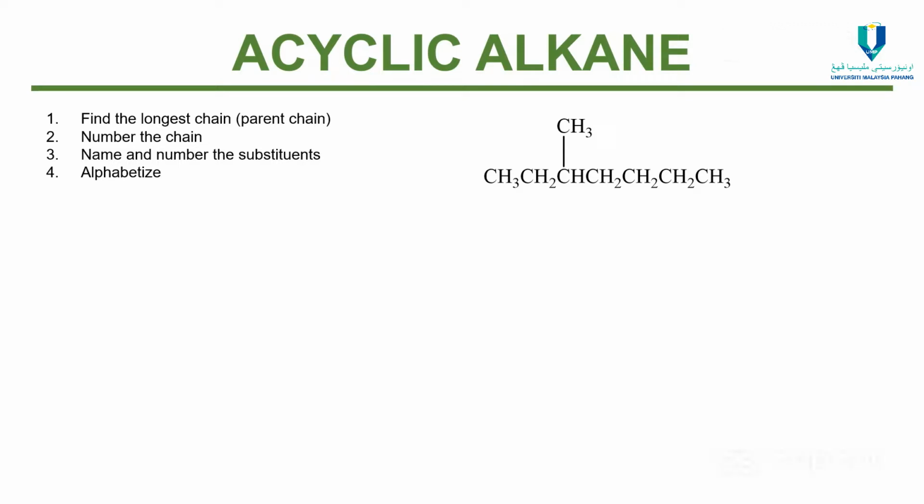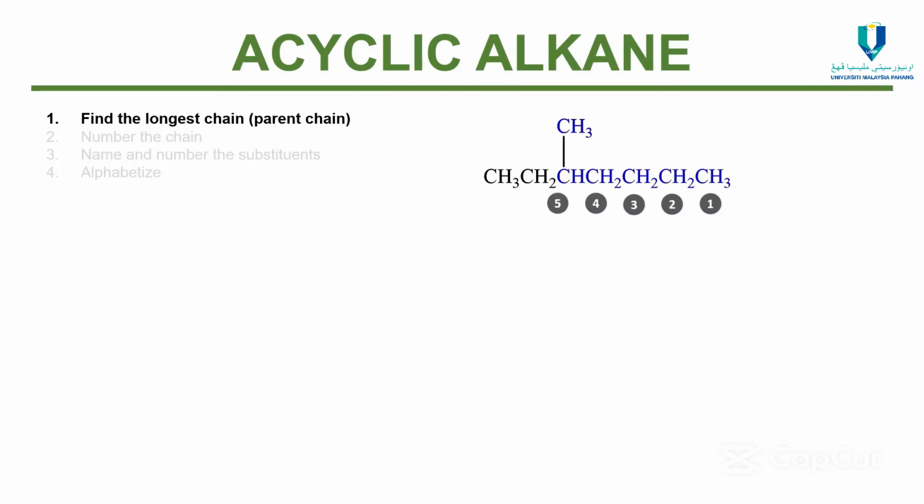So first rule, we have to find the longest chain. So let's say I want to choose this as my longest chain, the blue one. So how many carbon here? So we have 1, 2, 3, 4, 5, 6 carbon. And we have another option, which is the red one. So how many carbon here? 1, 2, 3, 4, 5, 6, 7. So this is longer than before, which is 7 carbon. So this is our longest chain. So 7 carbon is heptane. So now we already fulfill the first rule.